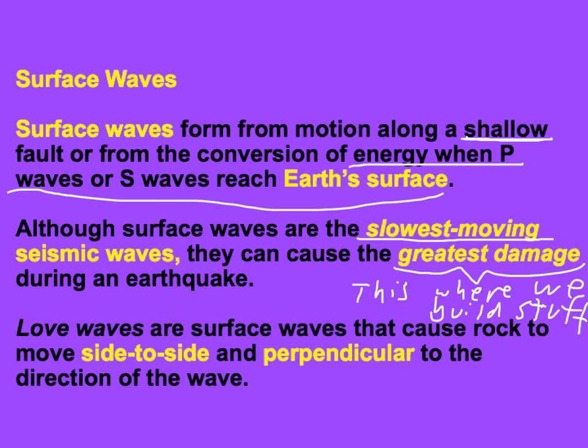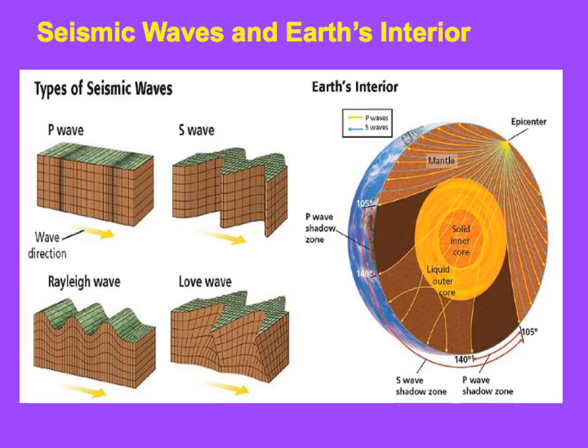One type of surface wave is the Love wave, named after a scientist named Love, and that causes a side-to-side and perpendicular motion of the surface of the Earth. You can actually see the Earth ripple. So here's that diagram I was just talking about a little bit ago. Our P waves, you can see the compression right in there. P waves are compression.